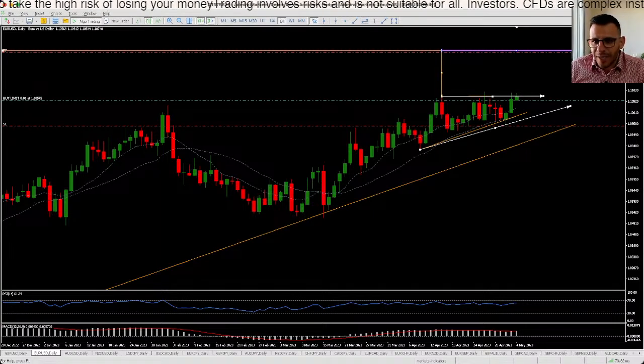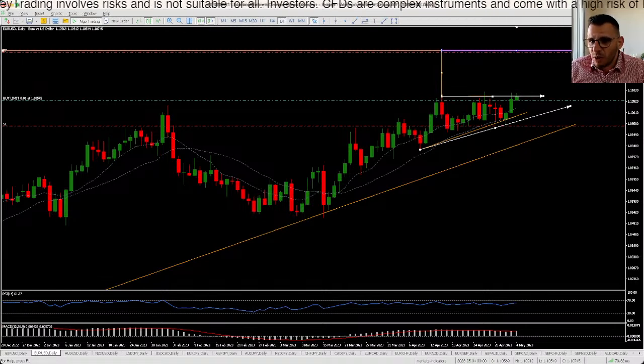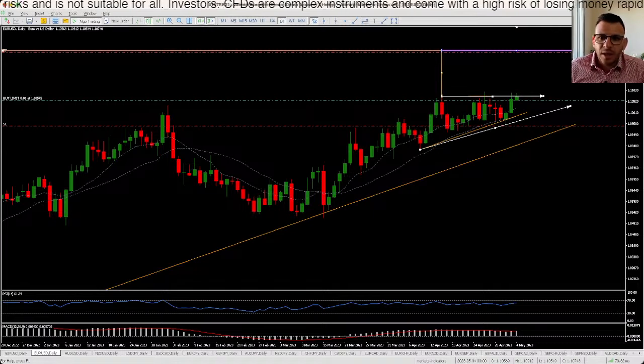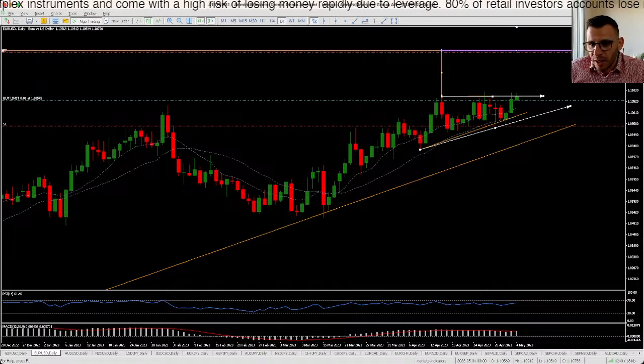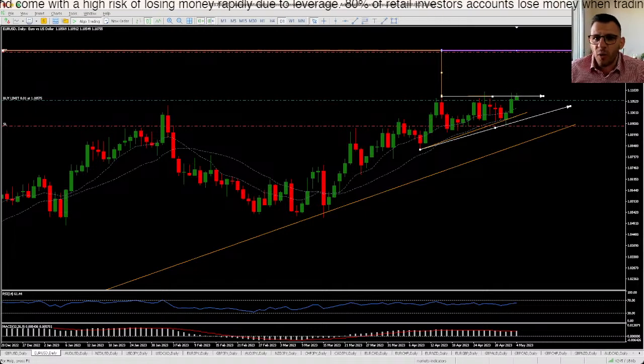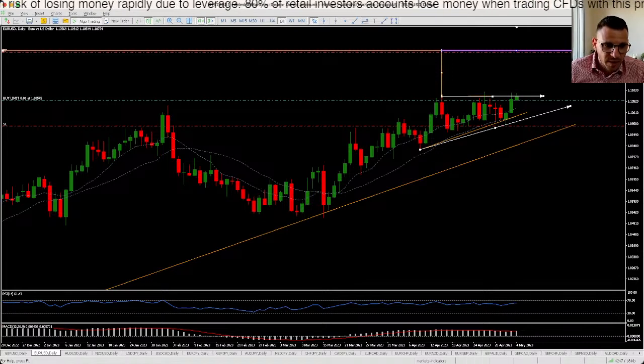I'm not in a trade yet. I will get filled if the price pushes below. Usually the price will push a little bit backwards before it's going to rise to the upside.